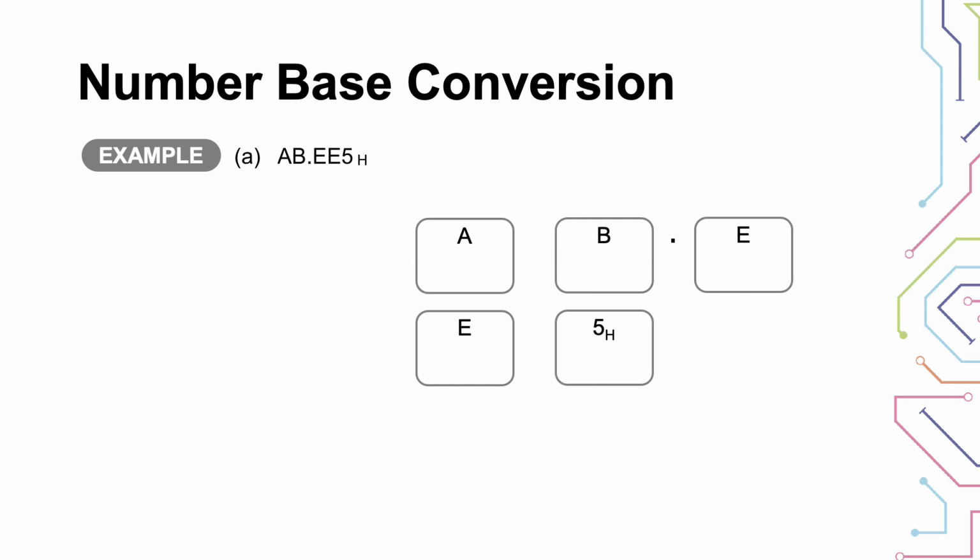Coming from the decimal point going to the left, we have 0 starting from the least significant, then 1. And coming from the decimal point going to the right, the negatives start: negative 1, negative 2, and then negative 3. That is also what we will do. For A, since A is equivalent to 10, it is 10 times the base, which is 16, raised to its exponent, which is 1.